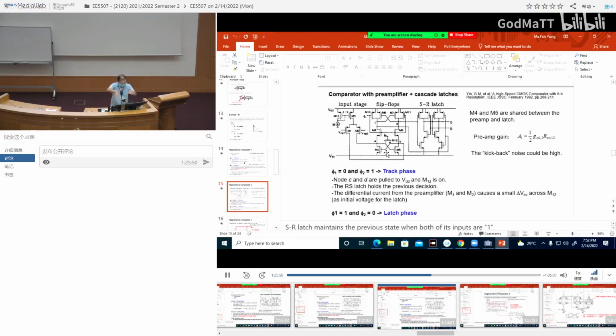And these two currents, being imbalanced, will cause an imbalance in these two voltages A and B during track phase. Okay, either A higher than B or B higher than A, depending on the input difference and depending on what's the difference in current coming down. Okay, so these two are used to set up the initial small difference for the positive feedback.